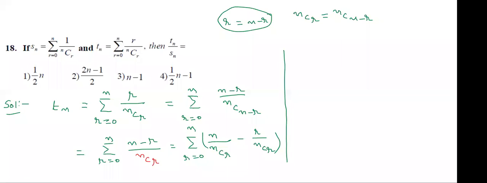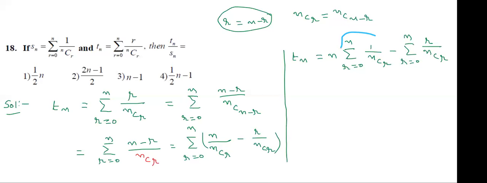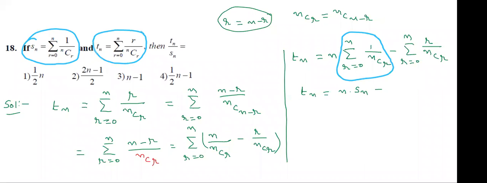Okay, students, up to here understood now? Now here, left hand side, what is there? Tn is equal to, I am writing first term, n taken outside, sigma r equals 0 to n of 1 by nCr, minus sigma r equals 0 to n of r by nCr. Already we know this value, how much, students? That is Sn. So write that Tn is equal to n into Sn minus, and observe the last term, that is Tn or not? Tn is sigma r equals 0 to n of r by nCr. This value is Tn.